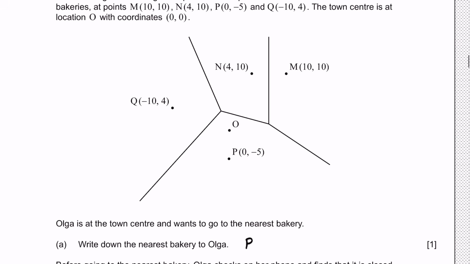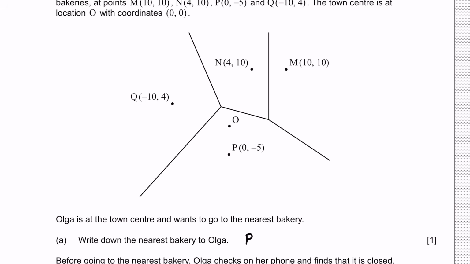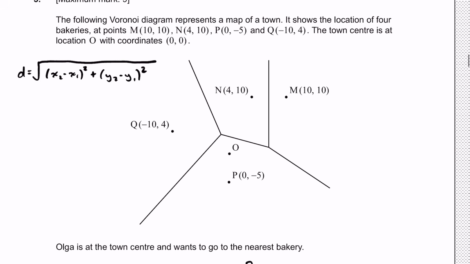So our distance formula is given to us in the formula booklet. It looks like this. D is equal to the square root of x2 minus x1 squared plus y2 minus y1 squared. Let's do this for MO. So let's start with MO. So here's Olga. She's at 0, 0. I think it's helpful sometimes to label these. So if this is x1, this is y1. Let's call this x2, and let's call this y2. So substitute those values and we'll find the distance from MO.